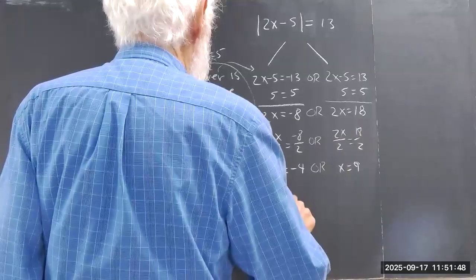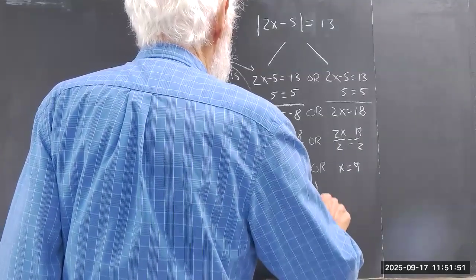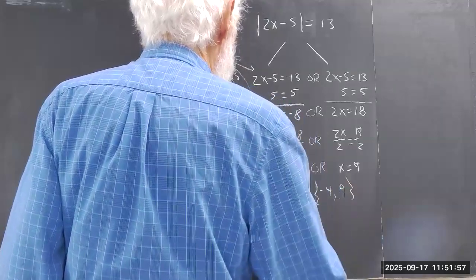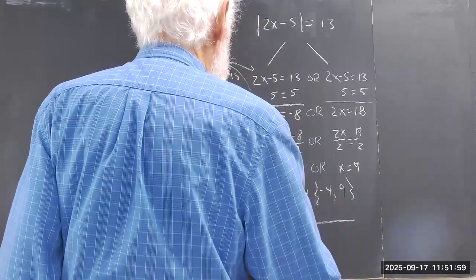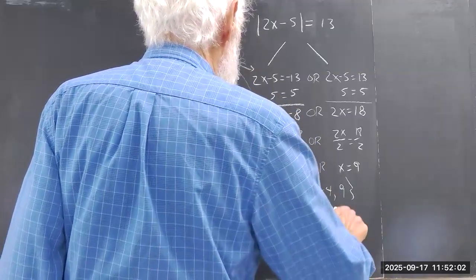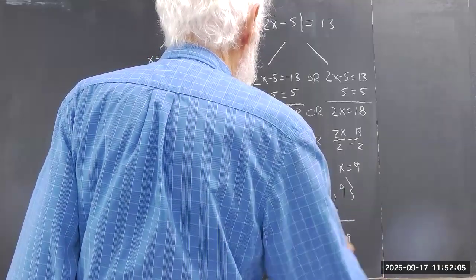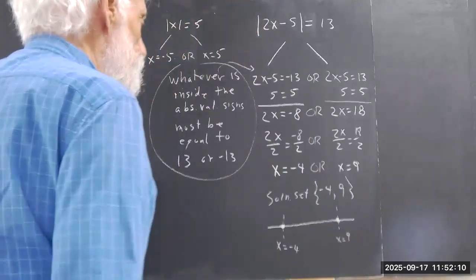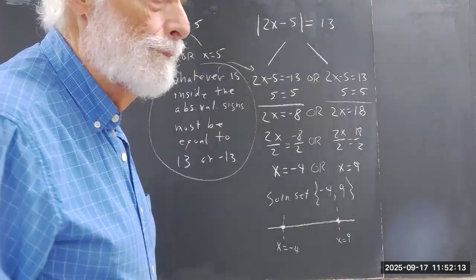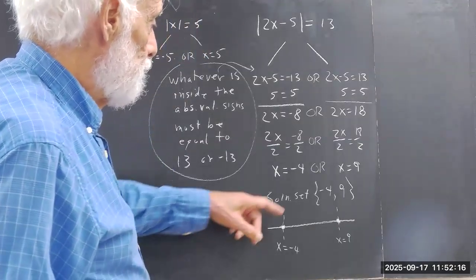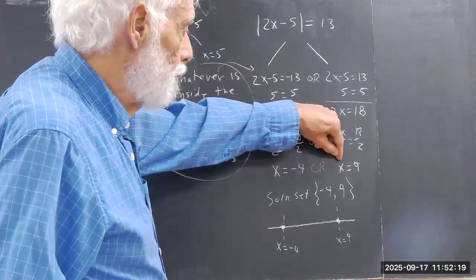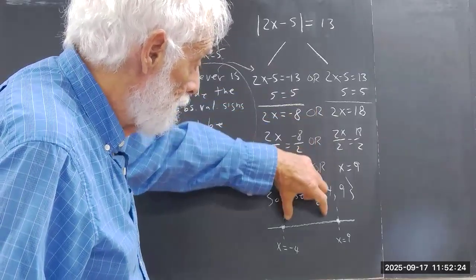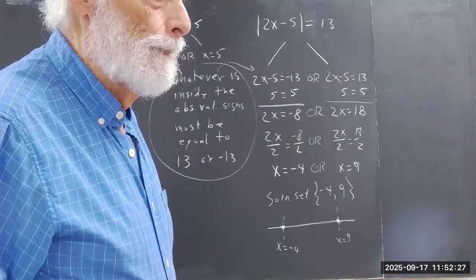Okay, so the solution set is negative 4, 9. Graph: x equals negative 4 here, x equals 9 here, dot here, dot here. Okay? Three ways of writing the solution set: as a choice of equalities, in set notation, and graphically. Make sense?